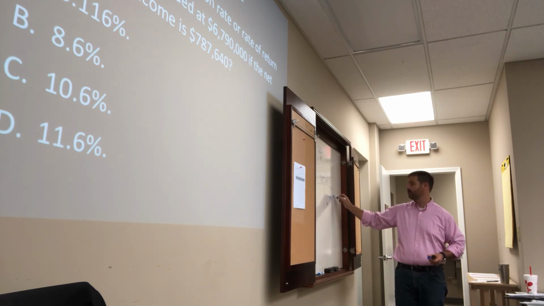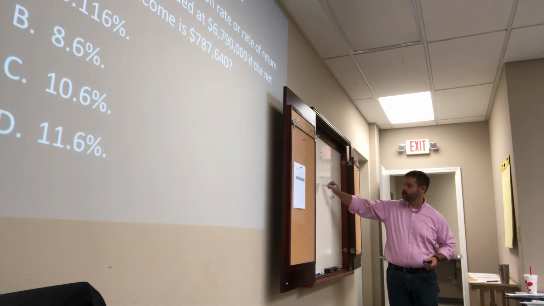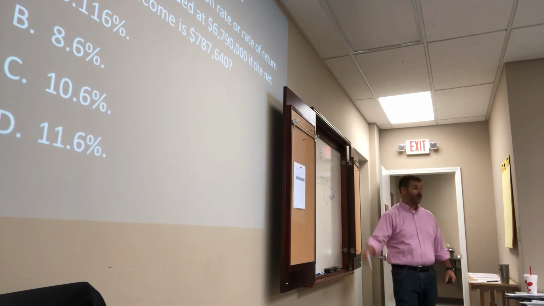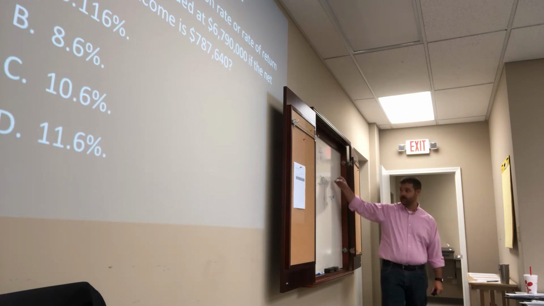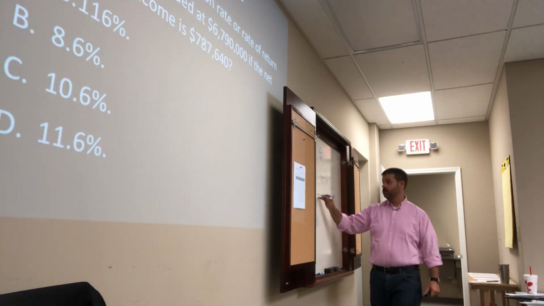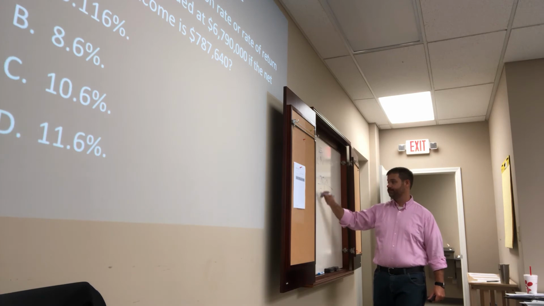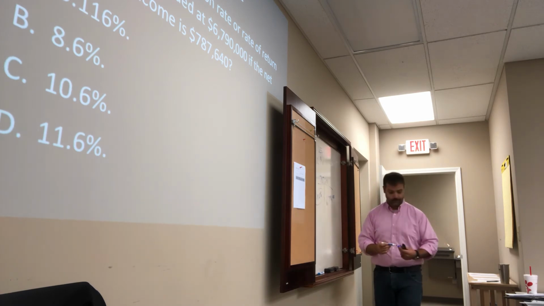6,790,000. And this way I divide, and this way I multiply. See why this is beautiful? This is the best place for the T-bar in the whole class. Cap rates, I love it. And so you could divide 787 by this and get what? 11.6%.